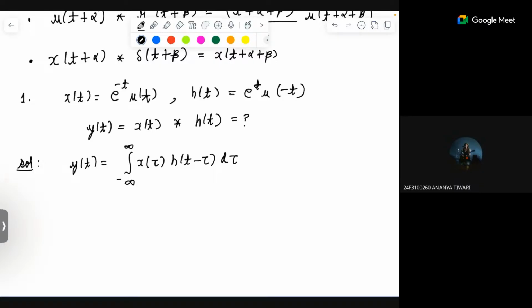Ma'am, is it e to the power minus tau r t minus tau? Tau is the variable of integration, so you cannot have your answer in terms of tau. Ma'am, I took tau as the other variable and t as this variable, which gets integrated, since x(t) and h(t) are in terms of t, y(t) is also in terms of t. So for the integration variable, it will be better if you keep tau and not t. Okay, ma'am.